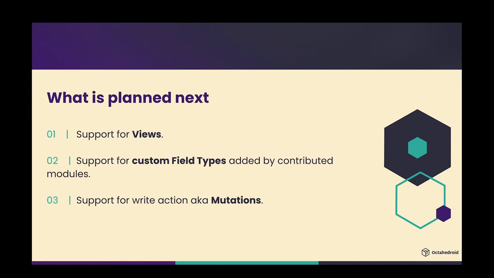So we want to provide support for that. We want support for custom fields by using those custom plugins for data producers. And finally, support for write actions, also known as mutations. Currently, only queries are supported, so you can only query and fetch data from Drupal, but you will be able to have mutations. It means you will be able to write back to Drupal.